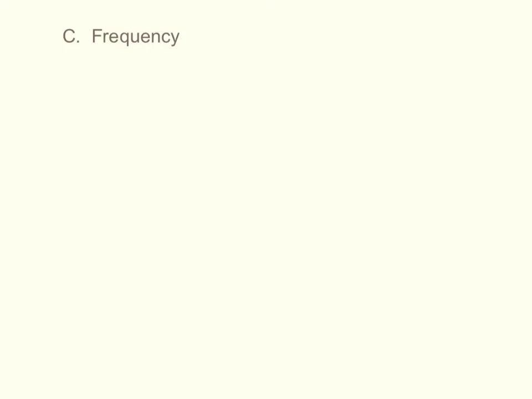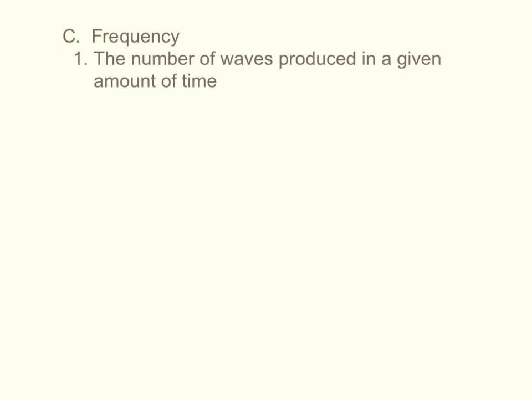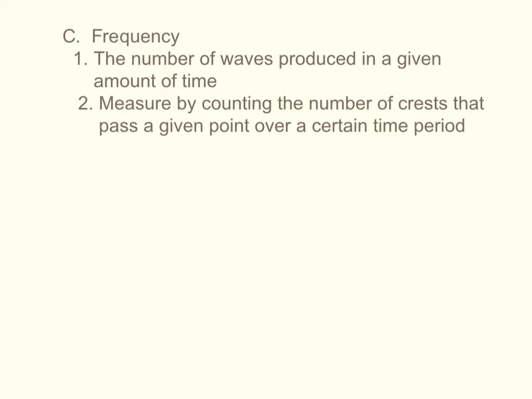The last wave property we want to talk about is wave frequency. This is a measurement of the number of waves produced in a given amount of time. For example, we can measure the frequency by counting the number of crests that pass a given point over a certain period of time. Remember, that period of time is what we call a wave period.